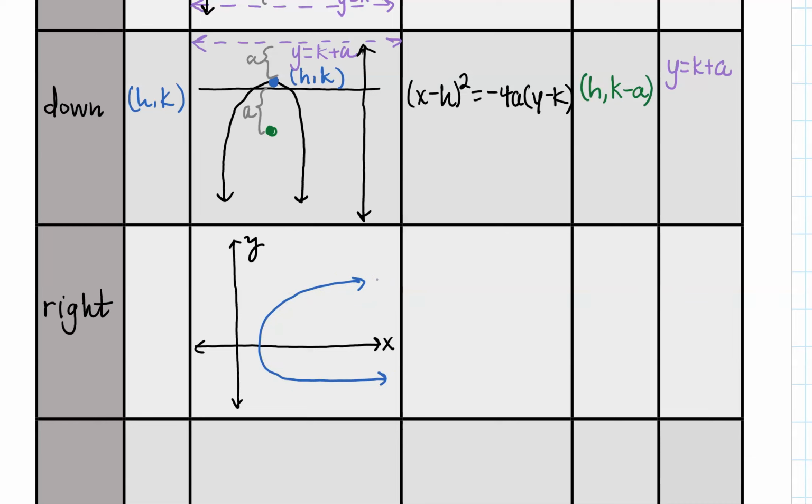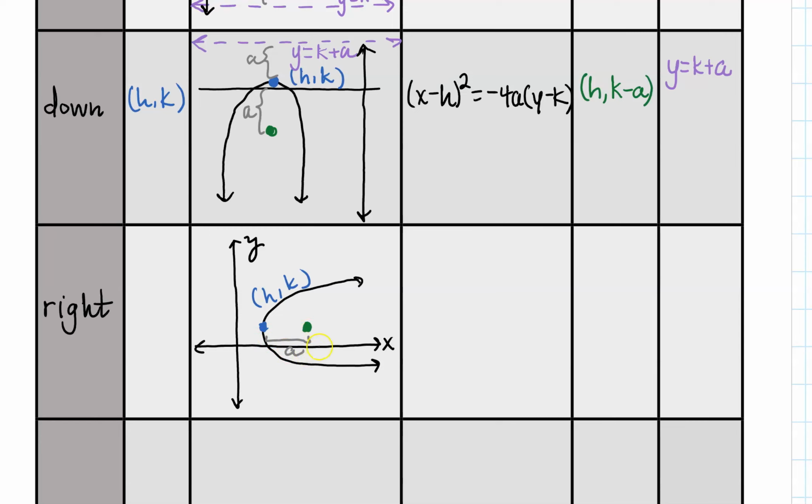I will still call its vertex the point HK. So there is our vertex HK. The focus lives on the inside of the parabola, so I'll move where I wrote this HK just so I can put the focus in there. The focus lives to the right of the vertex. The distance between the vertex and the focus is still little a.